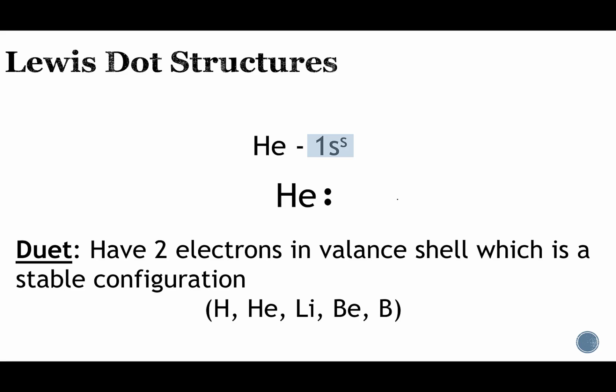As we start to build these Lewis structures, every other atom is going to strive for 8 electrons in the valence shell, with the exception of hydrogen. Hydrogen's going to be okay with just 2. So hydrogen will want a duet, 2 electrons. Every other atom that we deal with will want 8.